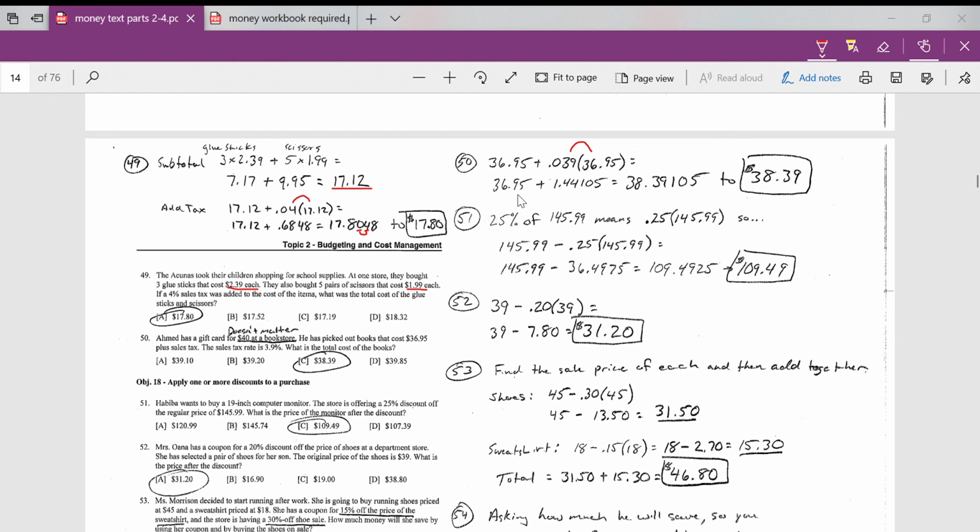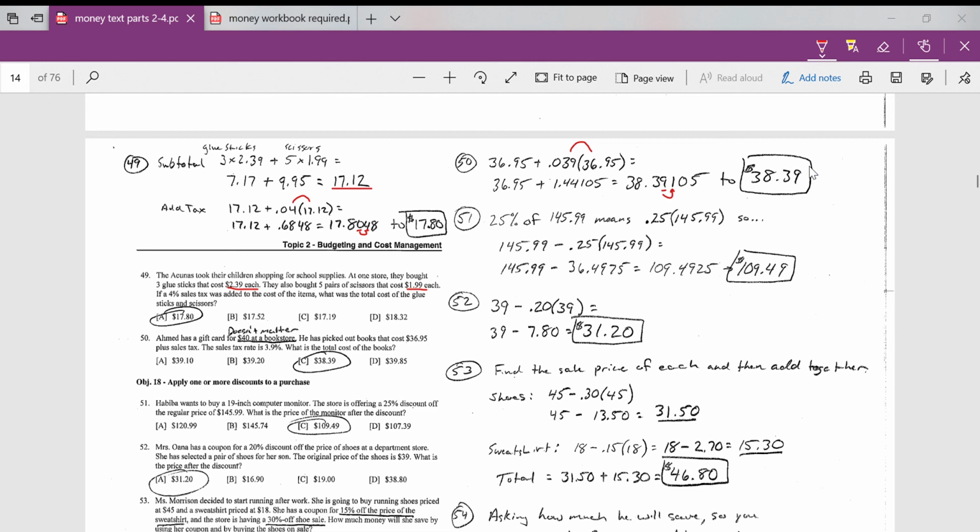We add that to the regular price of $36.95. We get 38.39105. So again, money goes 2 spots past the decimal, so we got to round to there. That means we're going to look at the number next to it. That 1 means this 9 will stay, and so we get $38.39. So there's objectives 16 and 17 together because they're very, very similar.